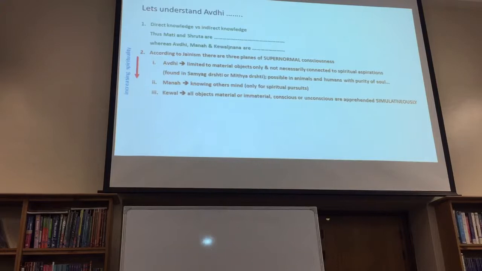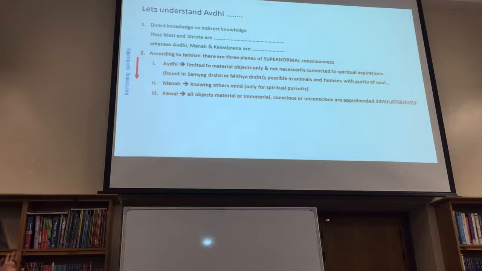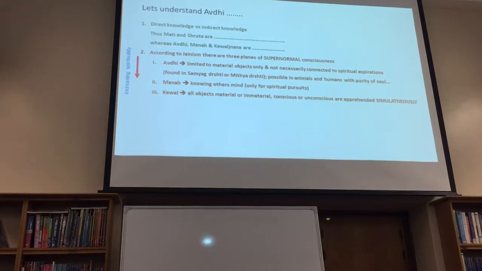So let us understand what Avdhijnana is. We discussed earlier the difference between direct knowledge and indirect knowledge. Avdhijnana is through the purity of the soul, so that comes in the domain of direct knowledge. Matignan and Shrutjnana are indirect knowledge, whereas Avdhijnana, Manahparyayjnana and Kevalgnan, the other three, are direct knowledge. According to Jainism, there are three planes of supernormal consciousness.